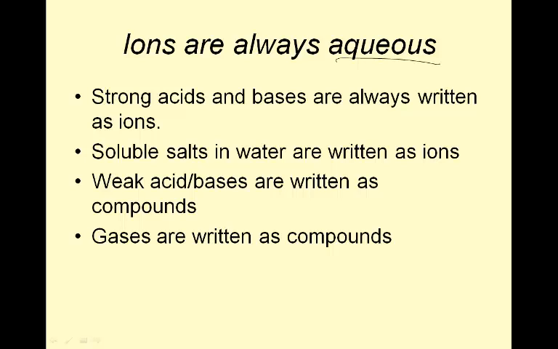Strong acids and bases are always written in ions. They are 100% ions, and they ionize 100%. Soluble salts in water are written as ions. Again, they're dissolved in water. Weak acids and bases are written as compounds. So, for example, HNO2 is a weak acid, and it would be written together, but HNO3, nitric acid, would be written as H positive and NO3 negative. And gases are written as compounds. You would not ionize CO2, for example.